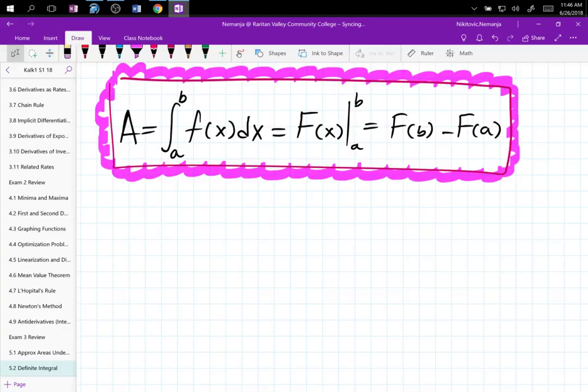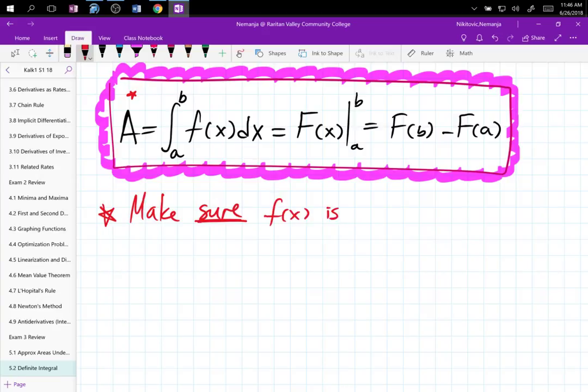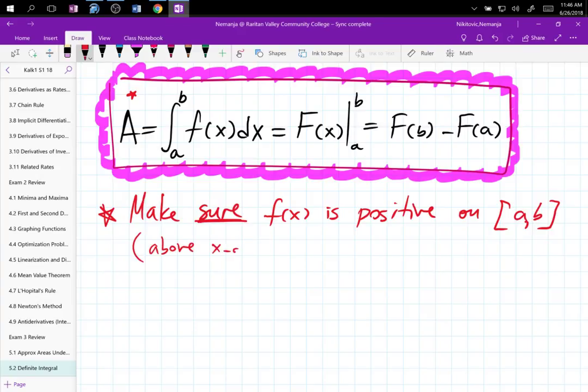Now, there is one thing. This comes with a disclaimer, you know, the fine print, except I'm going to write it in blood. And that is, make sure that at all times the function is above the x-axis. Otherwise, you are doomed. All right? So, area, and I'll put a little asterisk there, and there it is. Make sure f of x is positive on interval a, b. What that means: above the x-axis.